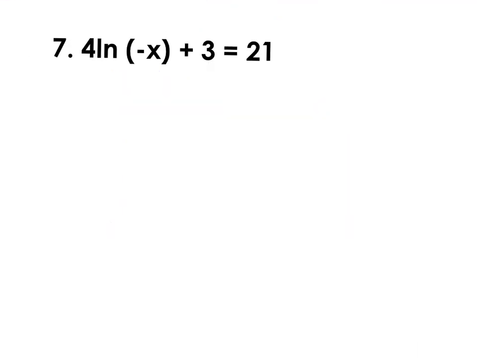Question 7, 4 times the natural log of negative x plus 3 is equal to 21. What value of x will make this true? Well, we want to first isolate our logarithmic term, so we have to be careful here. The ln negative x, that is our logarithmic term. We need to get rid of the 4 and get rid of the 3. Now the order we do that is important. Get rid of anything that's added or subtracted first, and then we'll get rid of anything that's being multiplied or divided. That still gives us 4 ln negative x on the left, and on the right we get 18.